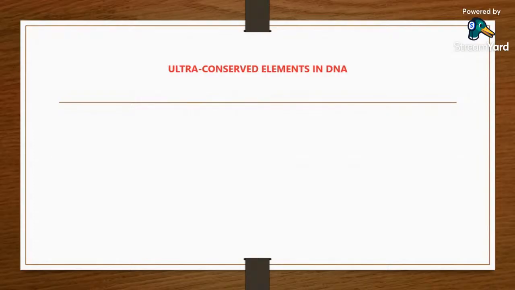Now, what is the function of ultra conserved elements in DNA? They play a crucial role in regulating protein production. They do not code for protein, but they influence gene expression by acting as poison exons within mRNA. What is mRNA? It is a type of single-stranded RNA involved in protein synthesis.